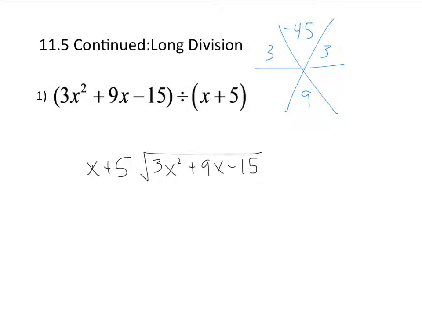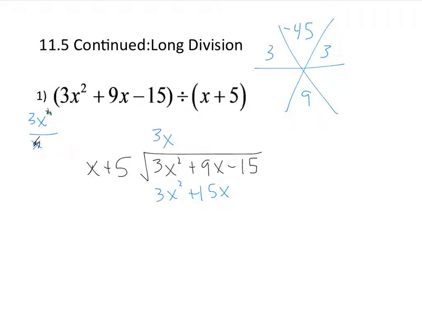And so here's how I'm going to start this process. I'm going to ask myself, how many times does x go into 3x squared? X goes into 3x squared 3x times. And again, if you didn't know that, you could take 3x squared and divide it by x and cancel out an x in the denominator with an x in the numerator and get 3x. So 3x times x is 3x squared. I'll write that directly underneath the 3x squared. And then 3x times 5 gives me 15x.